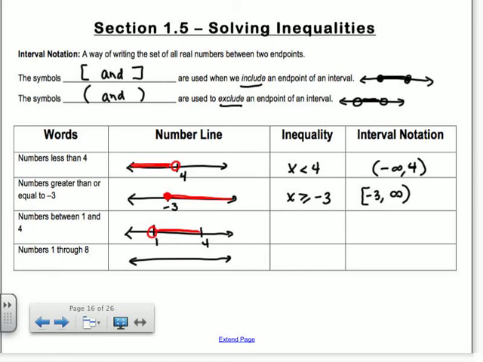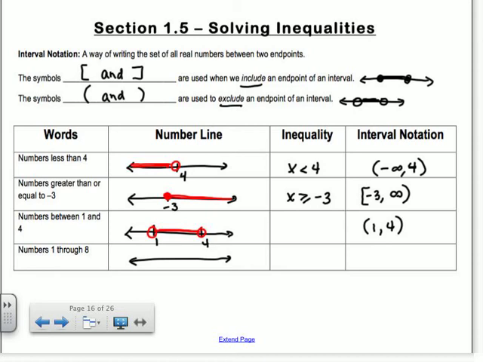Okay, so the first number you get to is what? 1. So you're going to have parentheses 1. The last number you get to is 4. So that's the interval notation, 1 to 4. That's telling you you include everything between 1 and 4. And what about the inequality?